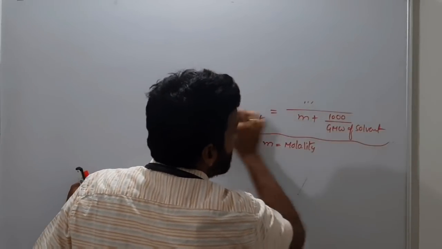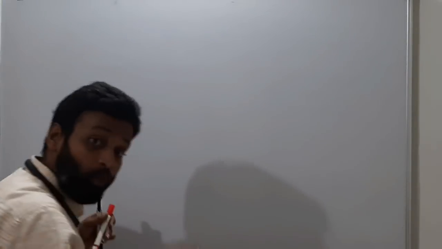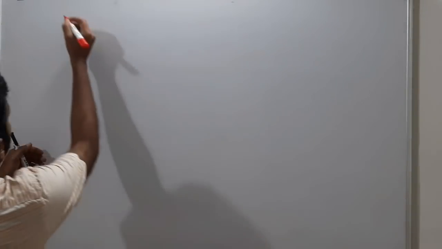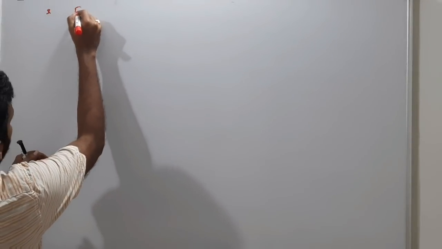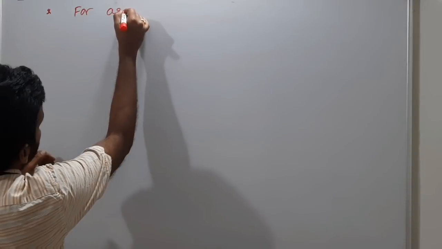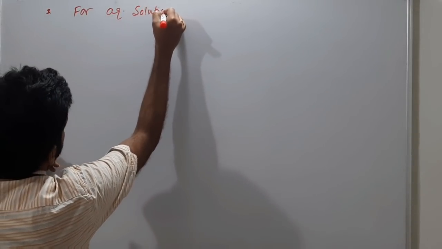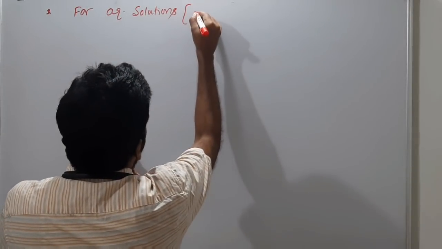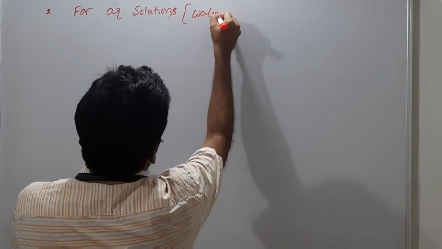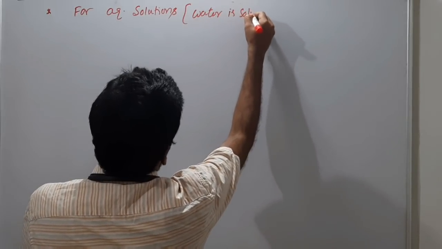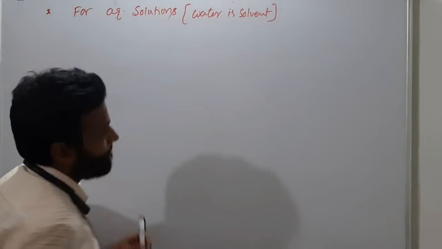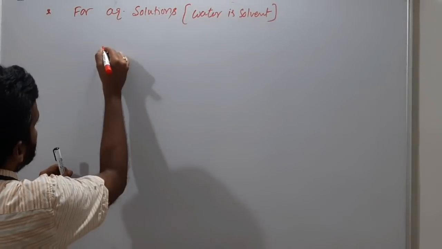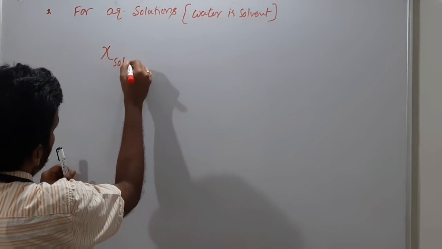Thank you. And now I'll give you the relation, the same mole fraction and molality for a particular solute in water. So what exactly is that? Let's see. We call them aqueous solutions. Aqueous solutions means, what is the meaning? Aqueous means water. So water is solvent. So for aqueous solutions, what is the relation? Let's see.